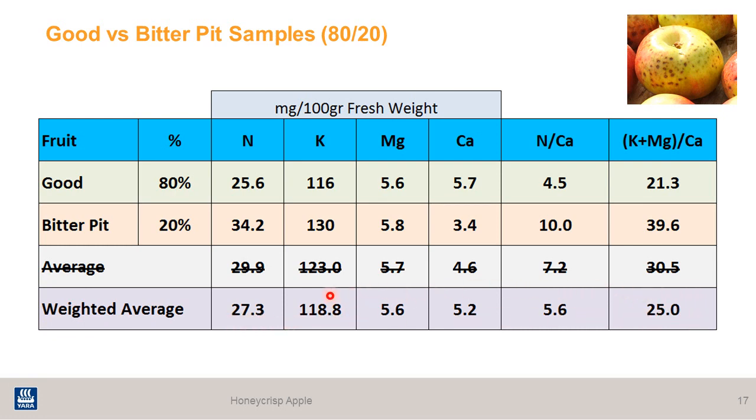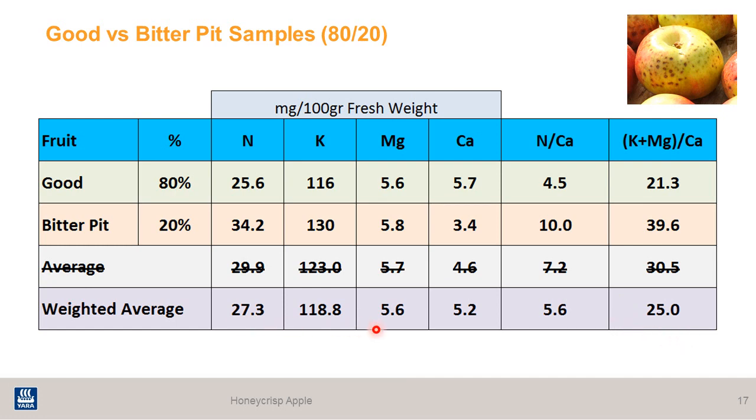This number would represent what the average fruit in the orchard would look like. And you can see here we have the nitrogen to calcium ratio of 5.6 and the magnesium plus potassium to calcium ratio of 25. Again, if I would have looked at the representative average samples and I saw these numbers, I would tell you that, yeah, you're probably going to end up with some bitter pit. I like to see this number below 5. I like to see this number about 20, even less.